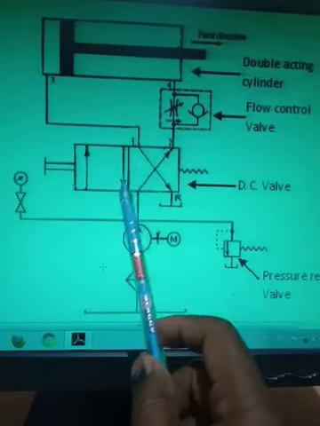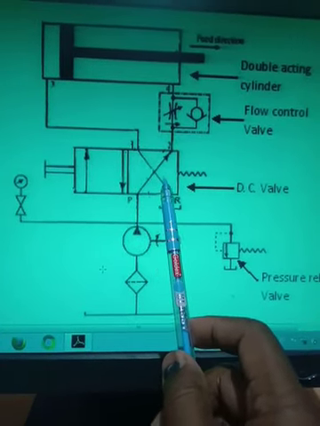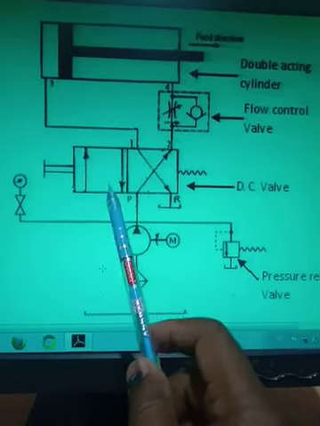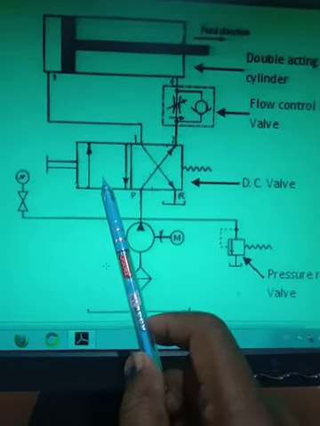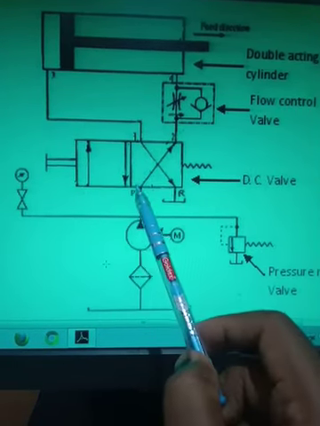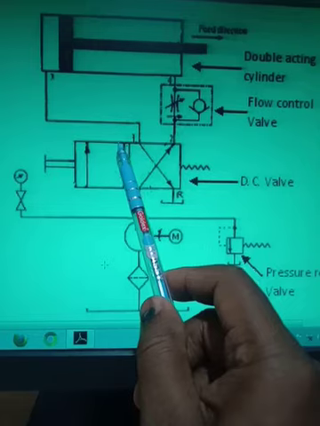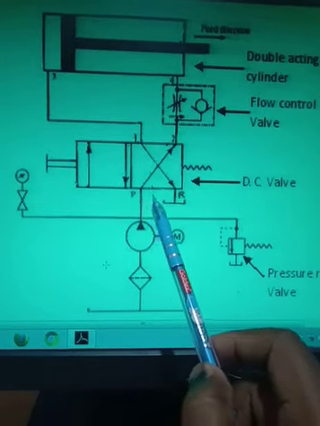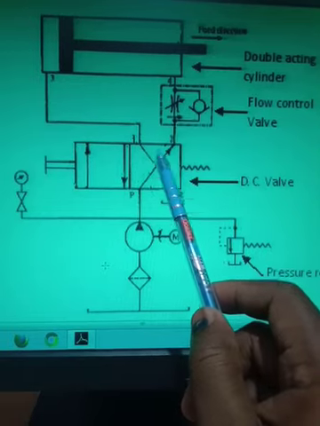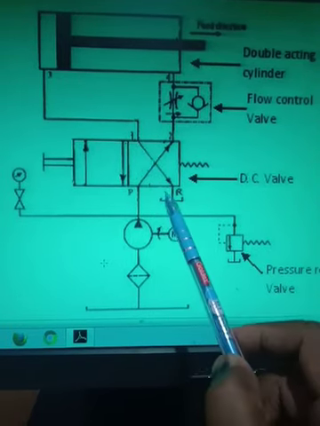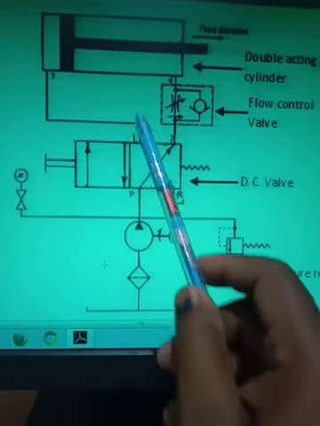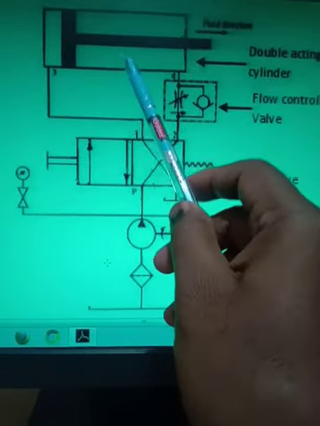Then a 4x2 direction control valve is provided here. This 4x2 direction control valve has two positions and 4 ports. So that is the P port, this is A, this is the R port, and this is the B port. So again here this is the P port, the pump is connected here, this is connected to the B port, this is the A port of the actuator, and this is going to the reservoir. Now you can see here, and this part is known as the actuator.